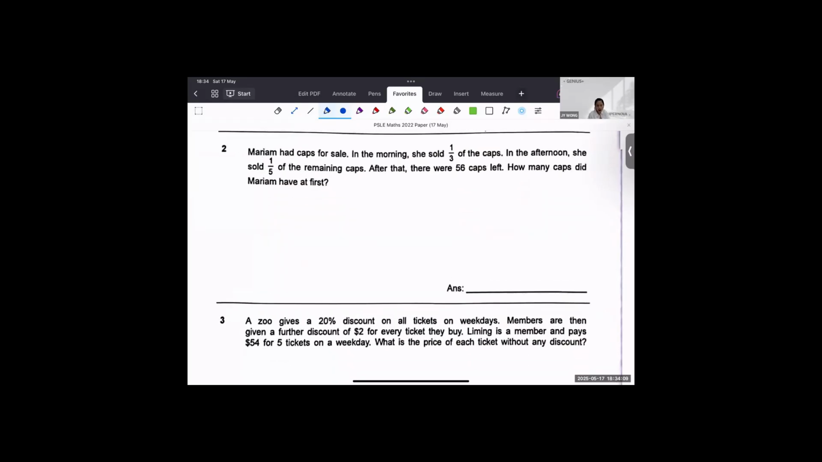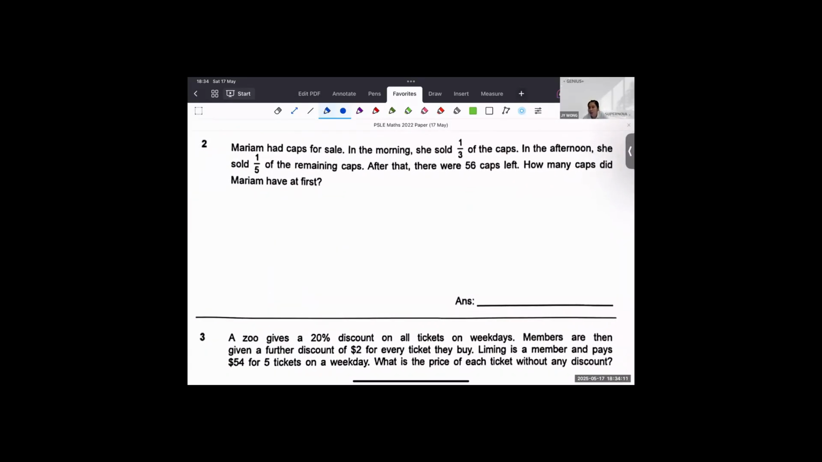Mariam had cats for sale. In the morning, she sold 1/3 of the cats. In the afternoon, she sold 1/5 of the remaining cats. After that, there were 56 cats left. How many cats did Mariam have at first?